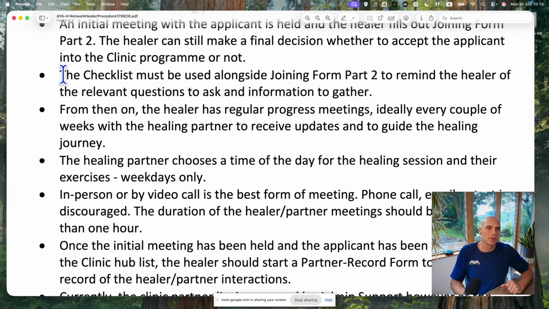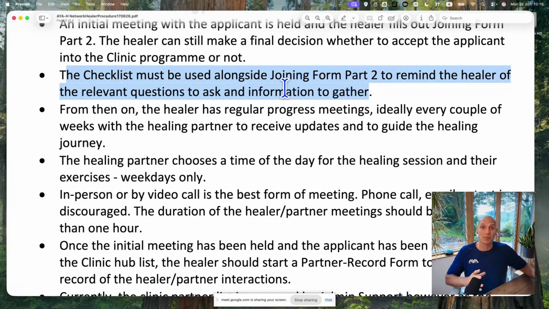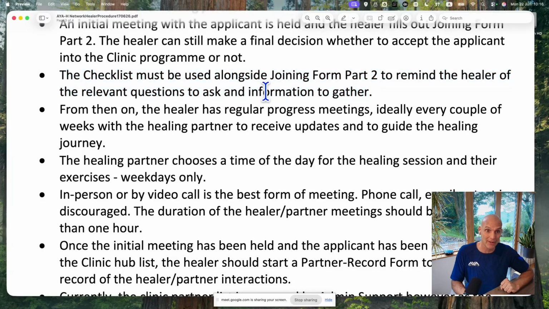Now, the healer can still make a final decision whether to accept the applicant into the clinic program or not. Okay. This is very important here. The checklist must be used alongside joining form part 2 to remind the healer of the relevant questions to ask and information to gather. There is a checklist just to remind you about the conversation points, the information that we need to glean from the healing partner. There's a checklist, and I'll show you that in a second as well.